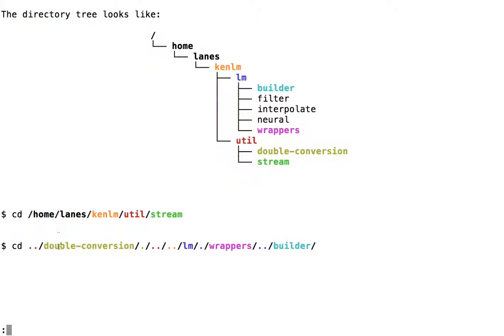Dot dot, which you see here in red, refers to the parent of the current working directory. In our case, the parent is the util directory, which is also drawn in red here in the tree. Double conversion is a subdirectory of util. Thus, given that stream is the current working directory, dot dot slash double conversion refers to the subdirectory colored in gold in the tree. /home/lanes/kenlm/util/double conversion.